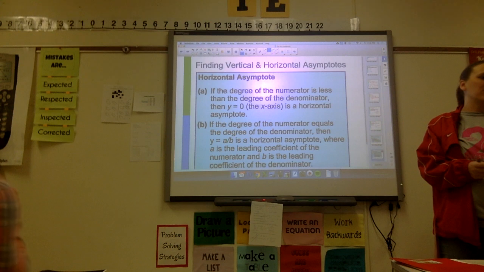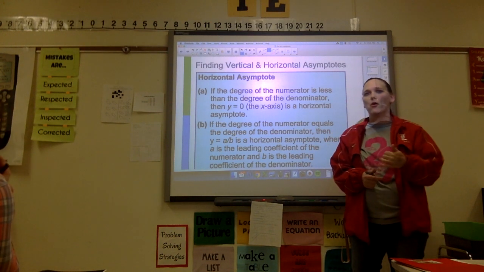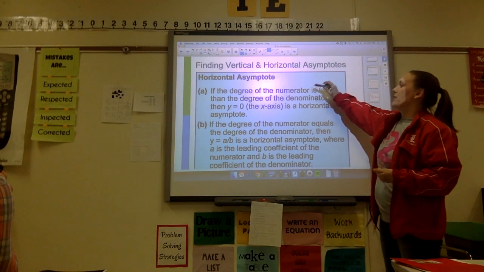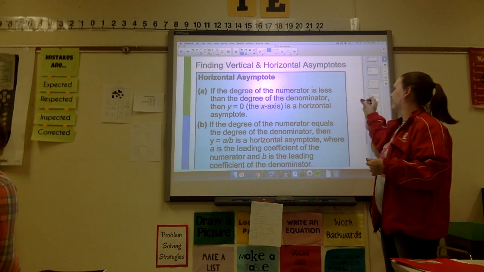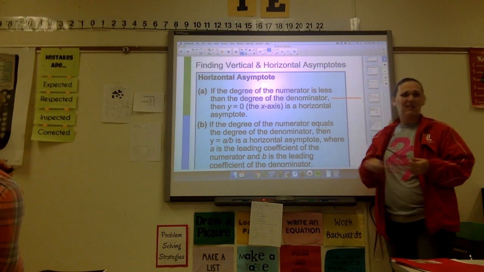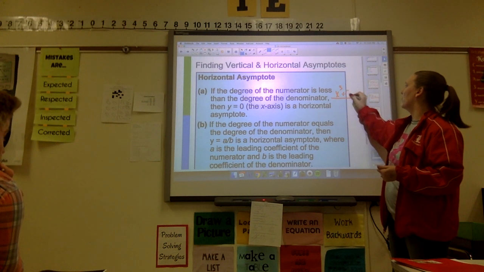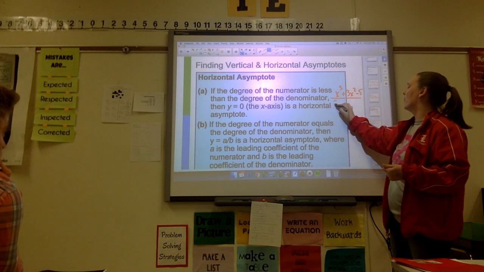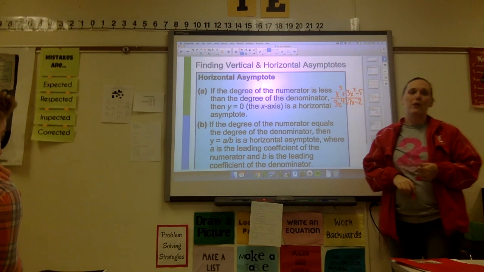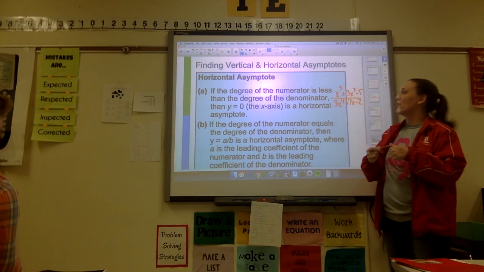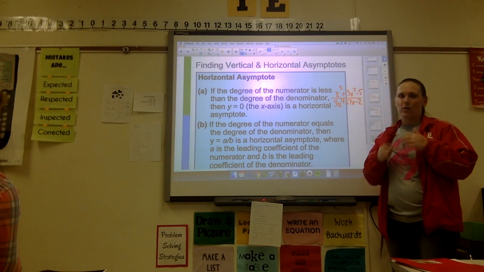Let's summarize. 3 options to determine. We're looking at a rational function, a polynomial divided by a polynomial. First option, the degree of the numerator is less than the degree of the denominator. What does that look like? X cubed on top and like x to the 4th: x cubed plus 3x squared minus 5 over 3x to the 4th plus 7x minus 2. Do you agree that is a rational function that has the degree of the numerator less than the degree of the denominator? Yes. What does that guarantee me about a horizontal asymptote?